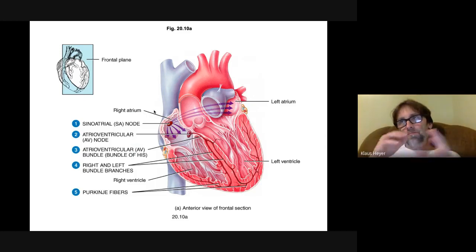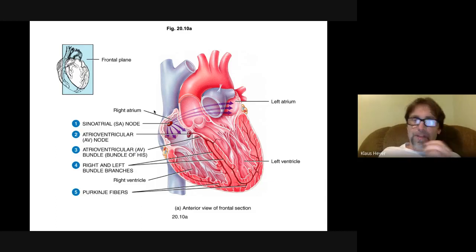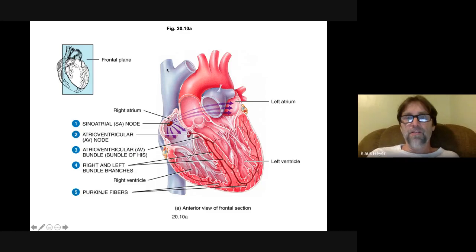So there's an order that this action potential goes through, and this slide represents one of the possible quiz questions. This is the cardiac conduction system of the heart. It's already listed out here, so that part's kind of easy. It starts here at the right atrium. Inside the right atrium, that's where your pacemaker is. The pacemaker is the sinoatrial node, SA node.